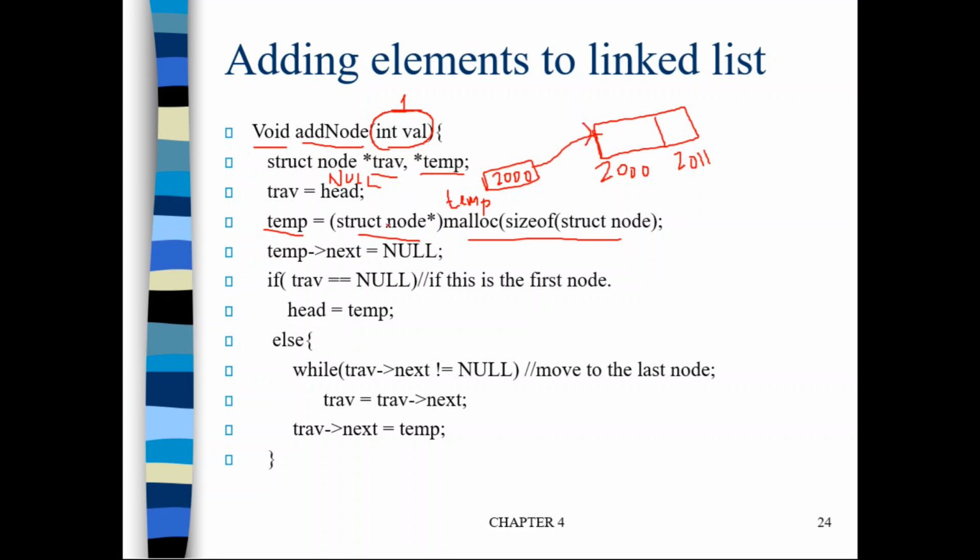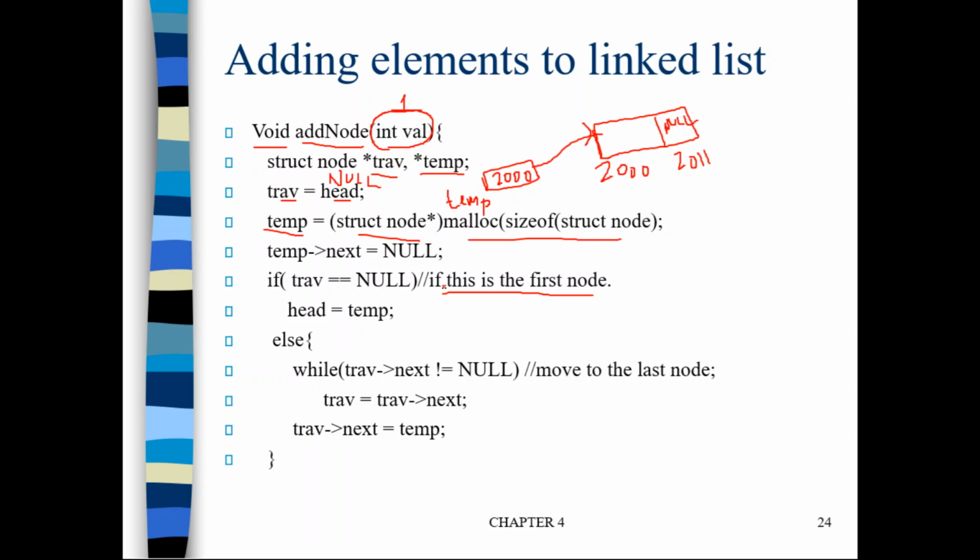Currently we have only one node, so where should this next point? This next should point to null, because this is the first node we have created, there is no other node. So temp arrow next is equal to null. Then see what we are checking: if traverse is equal to null. When will traverse be null? Traverse will be null if head is null. When will head be null? Head will be null if this is the first node. So this is the condition to check whether the node we are trying to add is the first node.